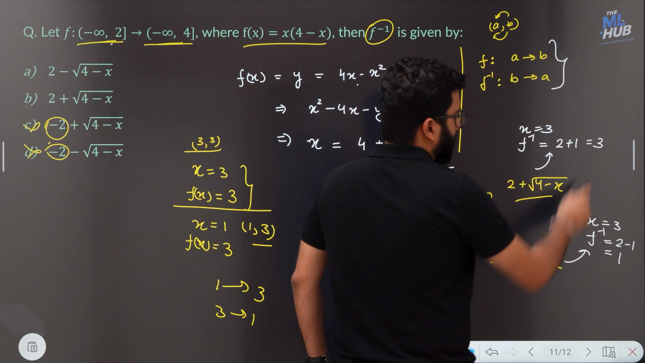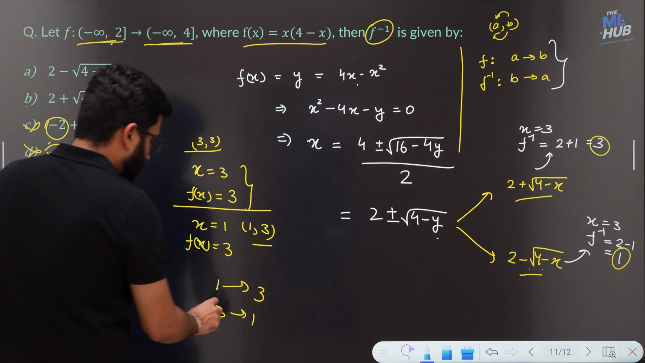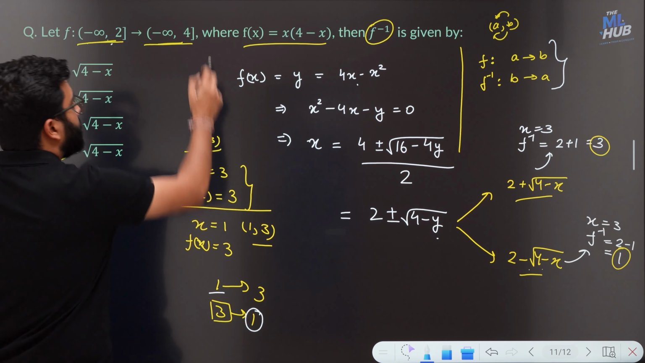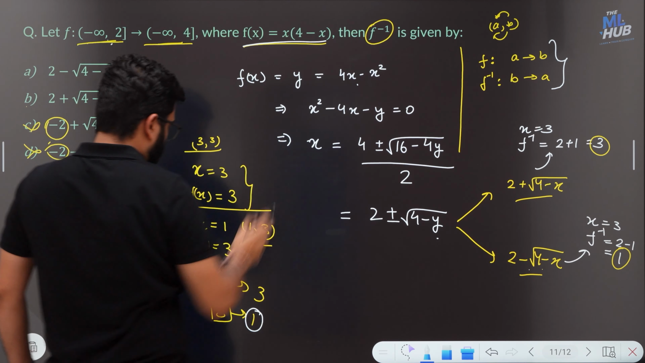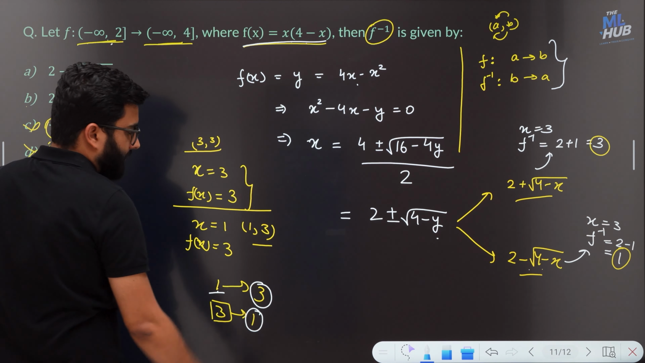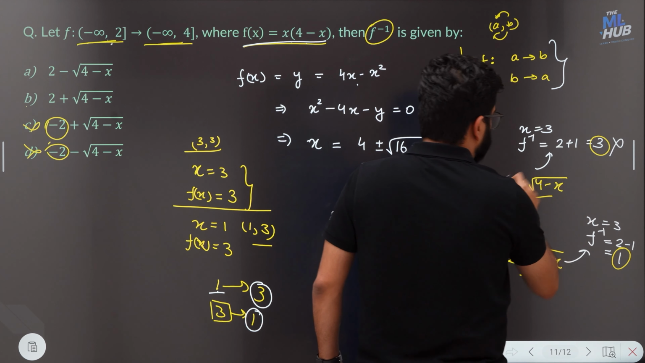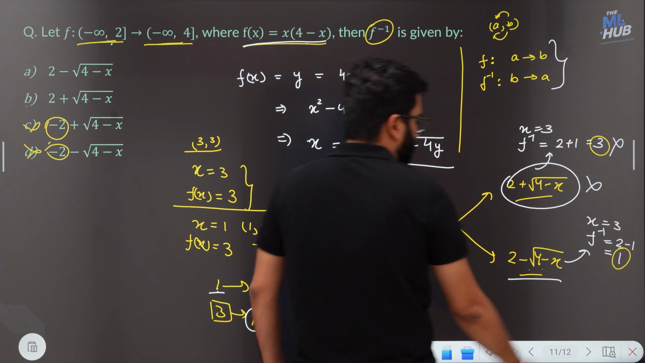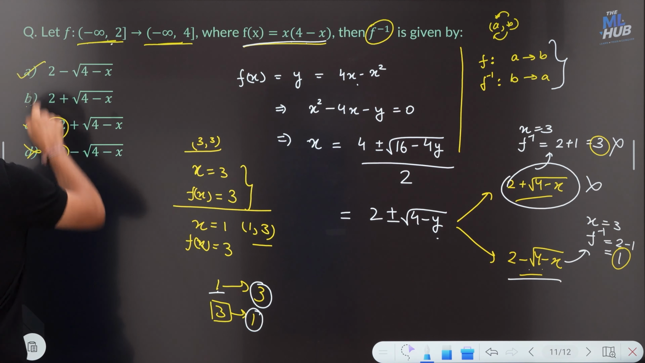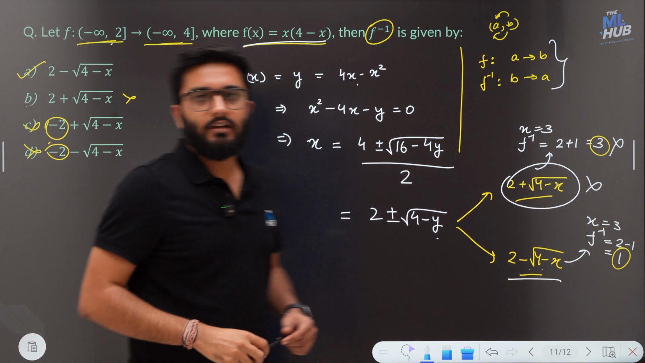So out of these two, this is right or this is right? If x is 3, then it should map with 1. Why? Because in the original function, when you put x as 1, it will give you f of 1 as 3. So in the inverse, if you put x as 3, it should always give you 1, not 3. So this becomes incorrect and this is the right answer. 2 minus square root of 4 minus x. The other becomes invalid. Why? Because it is not giving us the correct mapping.